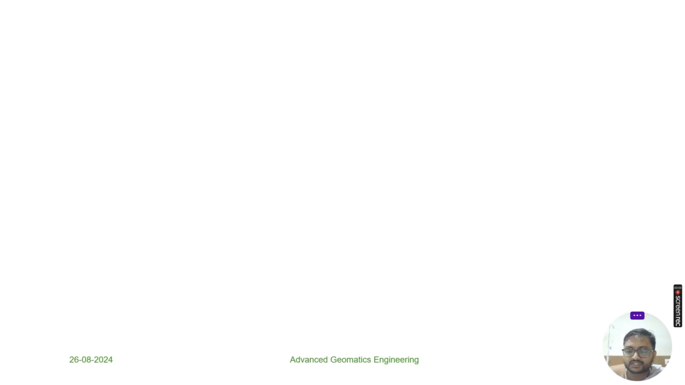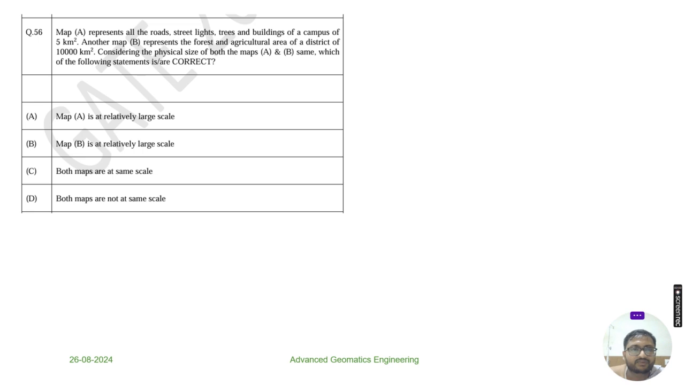Okay. Now we have the next question: map A represents all the roads, street lights, trees and buildings of the campus within a 5 km square area, and the other map represents forest and agriculture area in a 10,000 square kilometer area. Considering the physical size of both maps is the same, which of the following is correct?